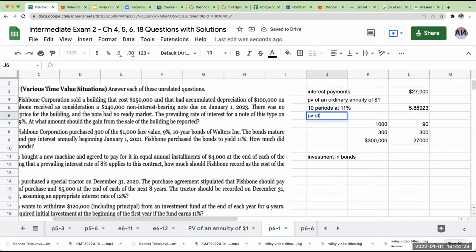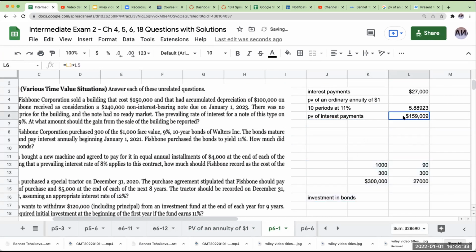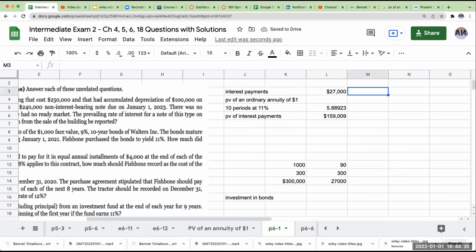So the present value of the interest payments, this is very interesting, isn't it? Ha ha ha. My terrible, terrible accounting humor. Okay, it is going to be right over here at 159,009.